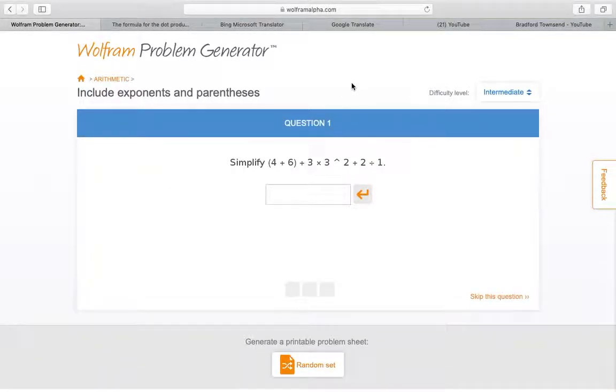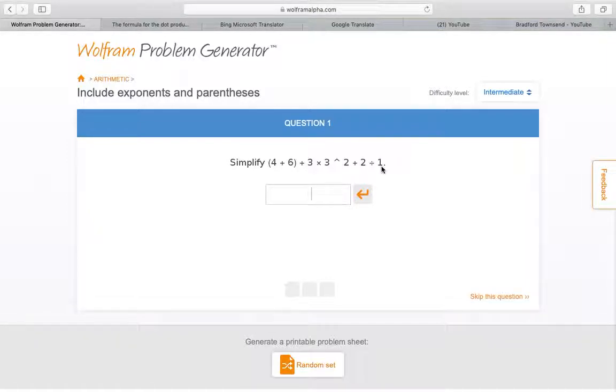Now, when we're going to do a problem, we want to start by carefully reading the instructions and figuring out what's to be asked for. And this particular problem says simplify. Okay? And there's parentheses on the left to begin with. And it has 4 plus 6 plus 3 times 3 hat. That means 3 to the second power plus 2 divided by 1.